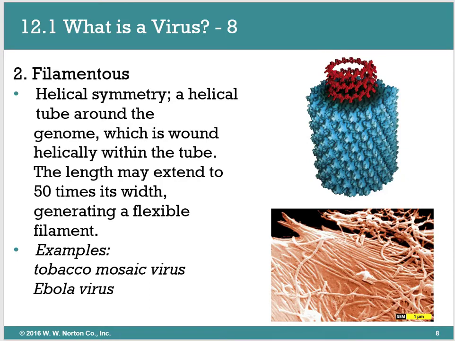So the next one is filamentous. So this is where they are helical in shape, but they are perfectly symmetrical as well. It kind of creates a tube around the genome. And in the picture, the red part of the top image is the genome, and then the blue part is kind of like the capsid part that is protecting it.